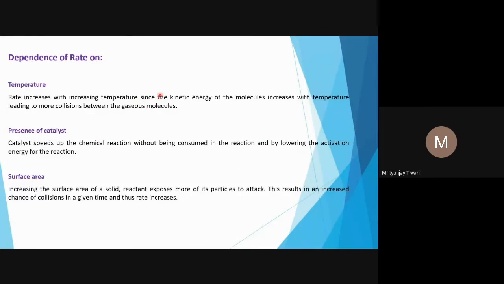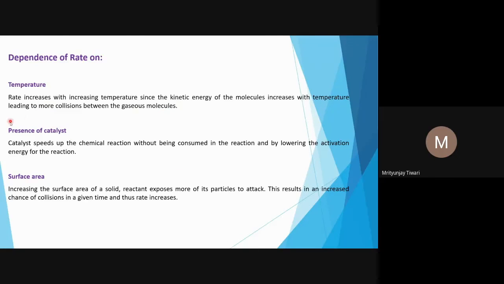Now we have seen the dependence of rate on the concentration, in detail for the first order and zeroth order, and in slight detail for the second order reaction as well. Now, what we know is that the rate of a reaction also depends on the temperature. The rate increases with increasing temperature, since the kinetic energy of the molecules increases with temperature, leading to more collisions between the gaseous molecules. The number of collisions will increase, and the number of effective collisions will also increase with the increase in temperature.